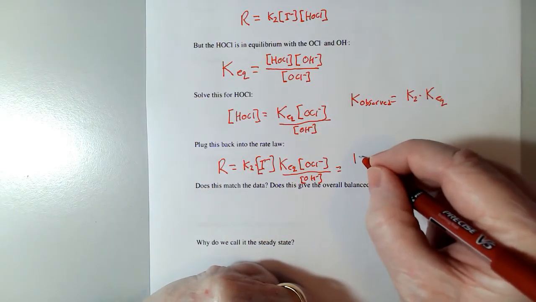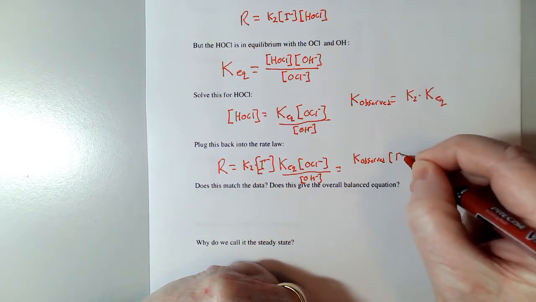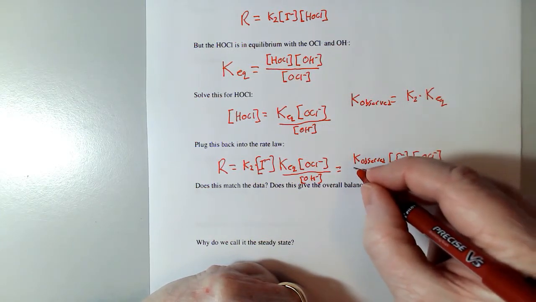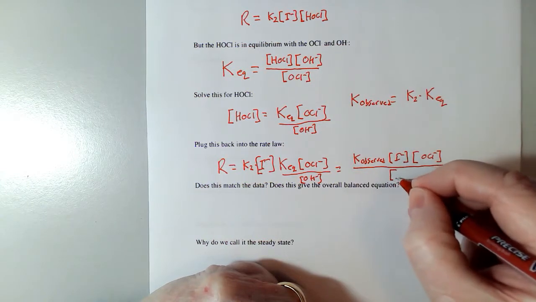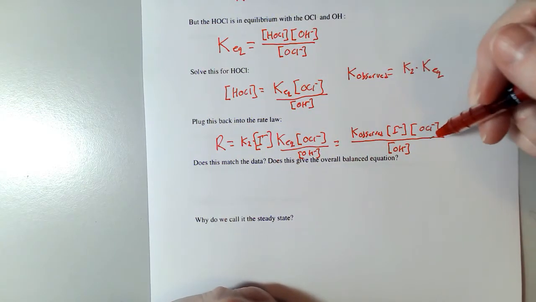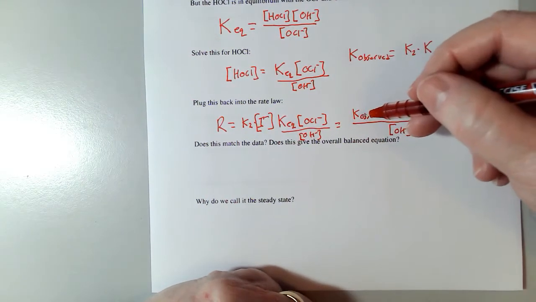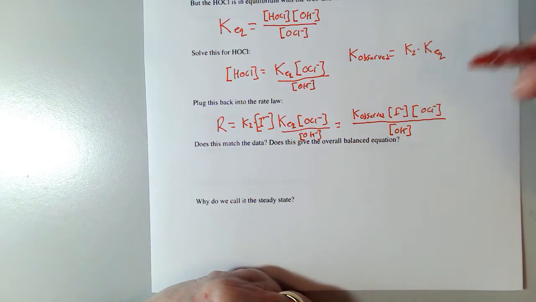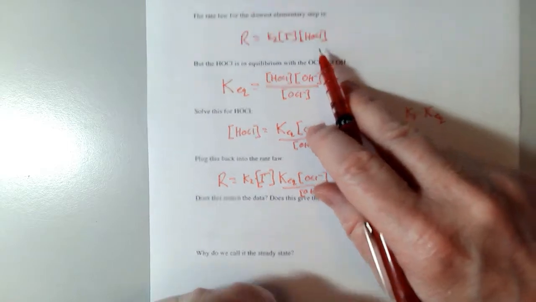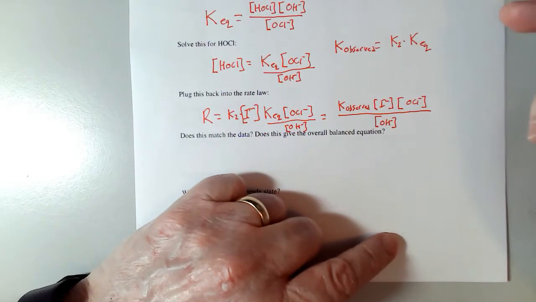So that equals K observed times I minus times OCl minus, all divided by OH minus. Now it turns out that is the rate law I discovered on page number 3. I've got a constant times I minus times OCl minus divided by OH minus. So this is, in a sense, the correct rate law. It's just that I can't control the HOCl, so I end up doing it down here.